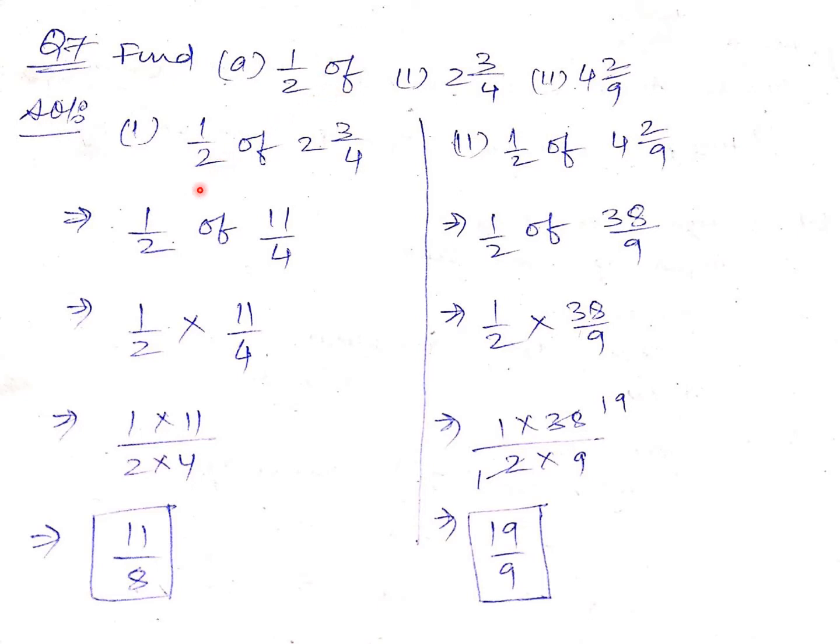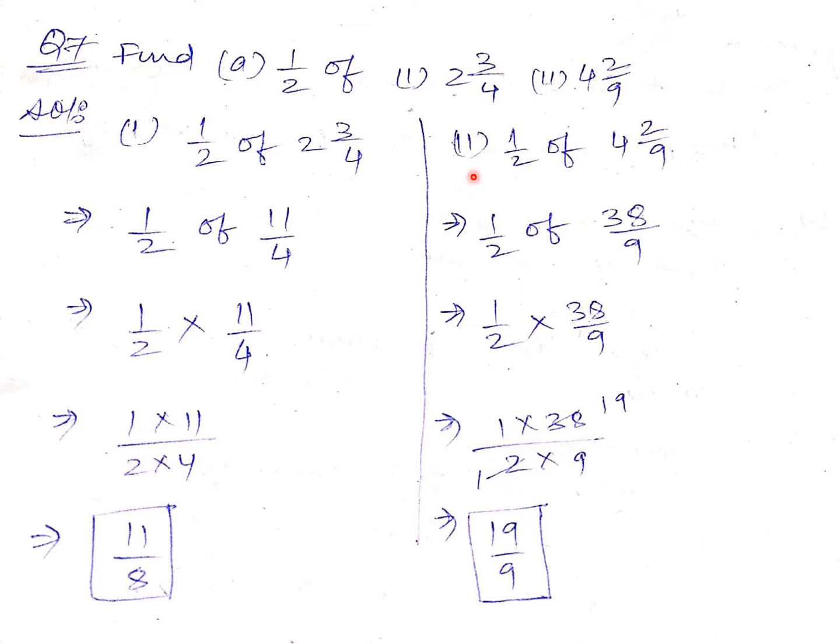Now I am solving the first part, very easy: 1 by 2 of 2 3 by 4. What we have to do is, first we will write this in simple fraction terms, that is 4 2s are 8 plus 3, that is 11 upon 4. So this is the main question, 1 by 2 of 11 upon 4. Now "of" means multiply only, so I have replaced "of" with this cross sign. Now we all know what multiplication of fractions is: simply multiplication of numerators and multiplication of denominators. So 1 into 11 is 11 and 2 into 4 is 8. So we have got the answer.